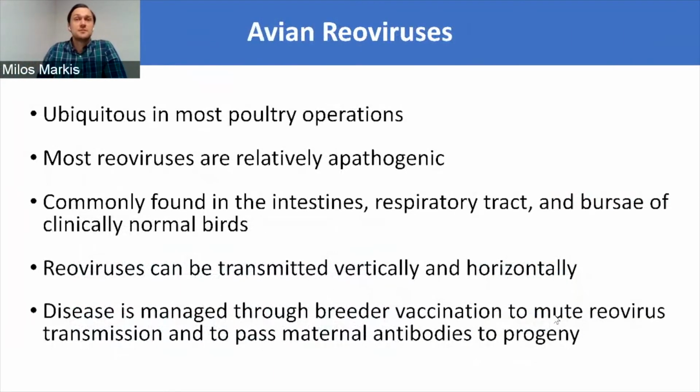Reoviruses are ubiquitous in most poultry operations, but most of the reoviruses are relatively apathogenic. They're commonly found in the intestines, respiratory tract, and bursa of normal birds. Reoviruses can be transmitted vertically from hen to progeny and horizontally among birds. We primarily manage disease through breeder vaccination, and this mutes reovirus transmission to progeny and also passes maternal antibodies that protect progeny during the early few weeks of life.